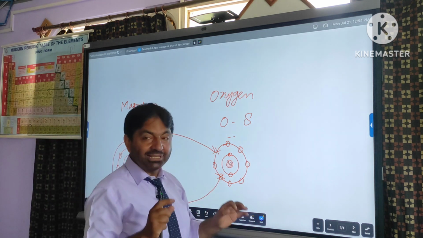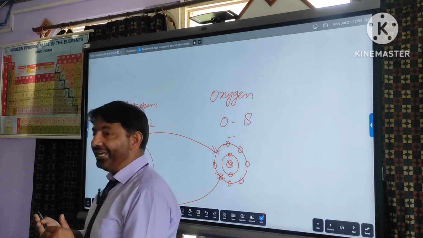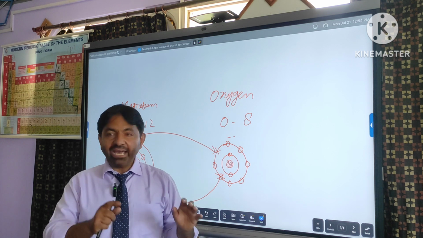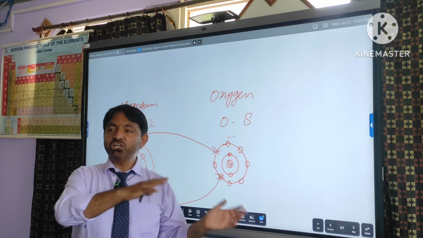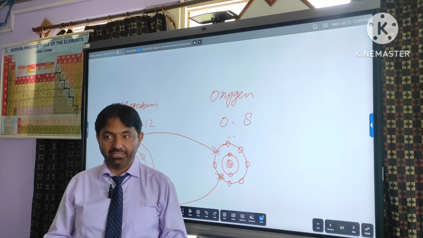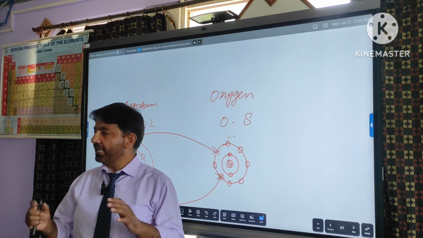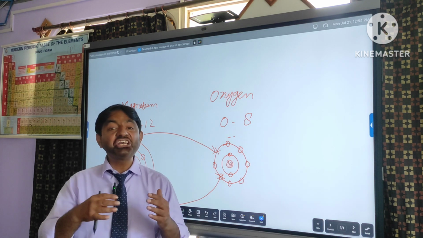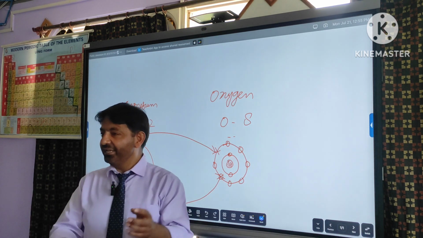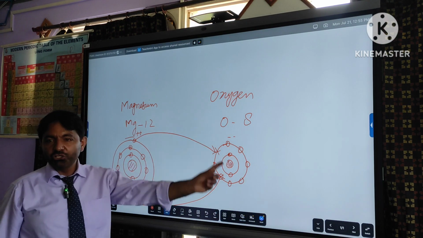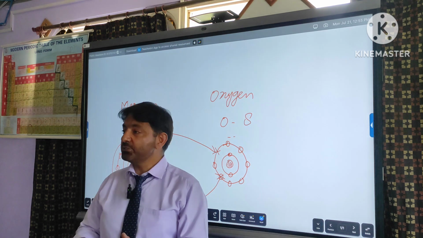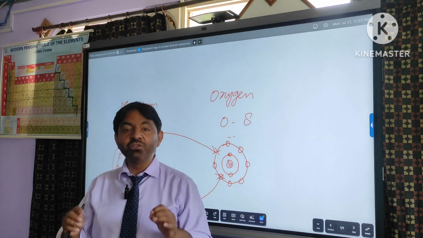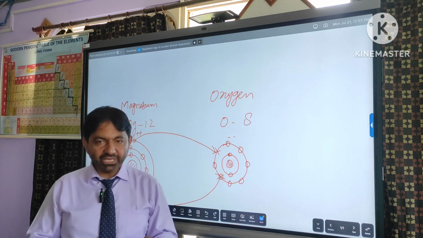Now you will write a note at home: why do elements react to form compounds? This was about ionic bonds, where electrons are transferred completely, 1 or more electrons. But there is one more type of chemical bonding, that is covalent bond, where electrons are not transferred but shared, generally between non-metals. Ionic bonding takes place from metals to non-metals, but covalent bonding takes place between non-metals. They share their electrons. That we will learn in the next lecture. Okay, that's all.